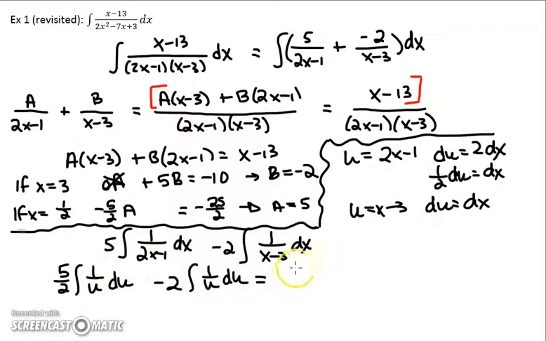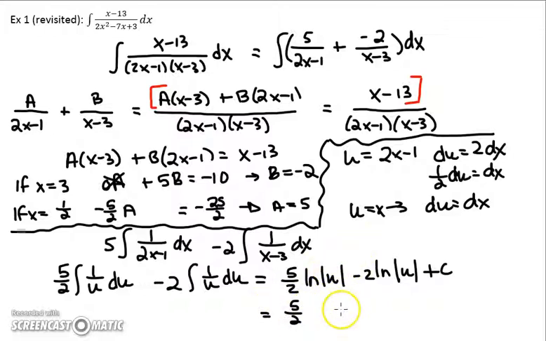Antiderivative of 1 over u is the natural log of the absolute value of u minus 2 times the natural log of the absolute value of u plus c. And then we just have to put the u's back in. Now keep in mind we had different u's. So that's first one is 5/2 natural log of the absolute value of 2x minus 1 minus 2 natural log of the absolute value of x minus 3, and then plus c.